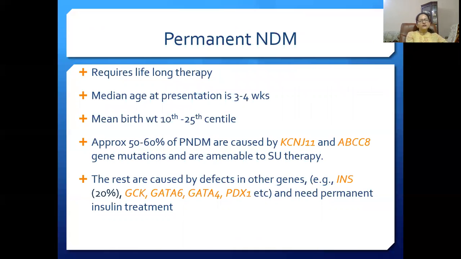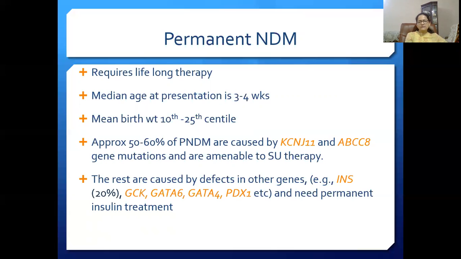Okay. So coming to permanent neonatal diabetes, so as the name suggests, obviously it requires lifelong therapy. The median age at presentation here is somewhat later than transient neonatal diabetes. It presents at around 3 to 4 weeks. And mean birth weight of most of the affected infants is between 10th to 25th centile.